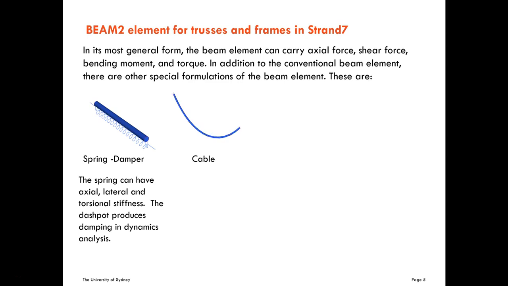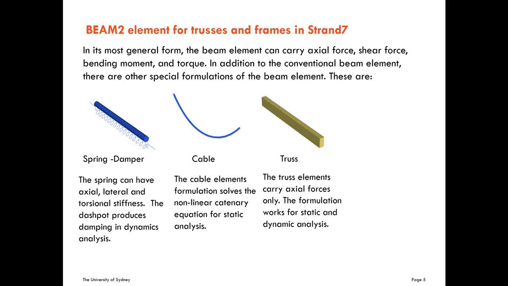The cable, a very common structure in bridges. The cable element formulations solve the nonlinear equations of the catenary. These solutions in Strand 7 are given only for static analysis. So if you solve a dynamic problem, you should not use cables because the cables are only available for static analysis. You have the truss.